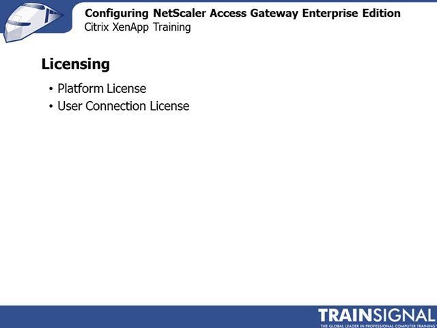Licensing. How do you license a NetScaler? Licensing NetScaler is very easy. You have two types of licenses. You have a platform license and you have user connection licenses. A platform license basically enables or disables features on the NetScaler. So for example, if you have a standard edition NetScaler, you get basic load balancing, you get the Access Gateway Enterprise Edition, a couple of other things, but you don't get application firewall.